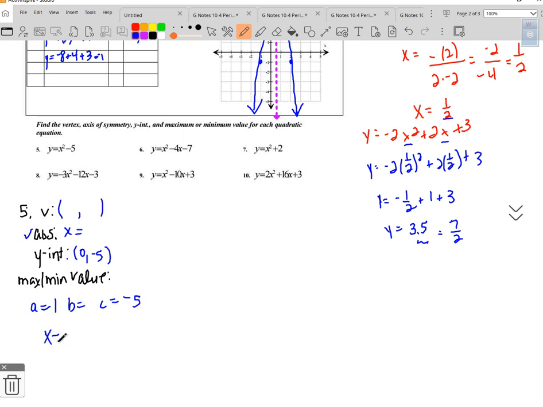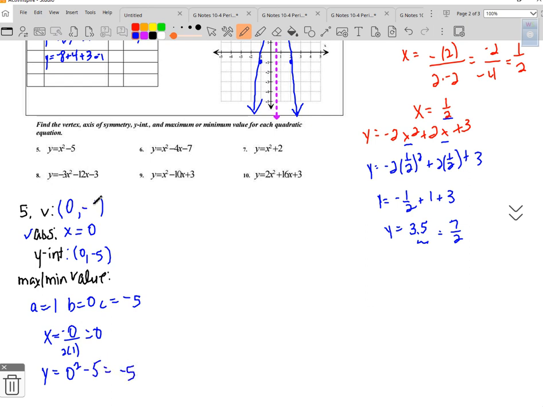So x equals the opposite of b. Well, b was 0, we said. So that's the opposite of 0 divided by 2 times 1. So x is 0. So our axis of symmetry is 0. And that is also our x-coordinate of our vertex. Now we take that 0 and plug it in here to find our y-coordinate. So our y-coordinate equals 0 squared minus 5, which is -5.